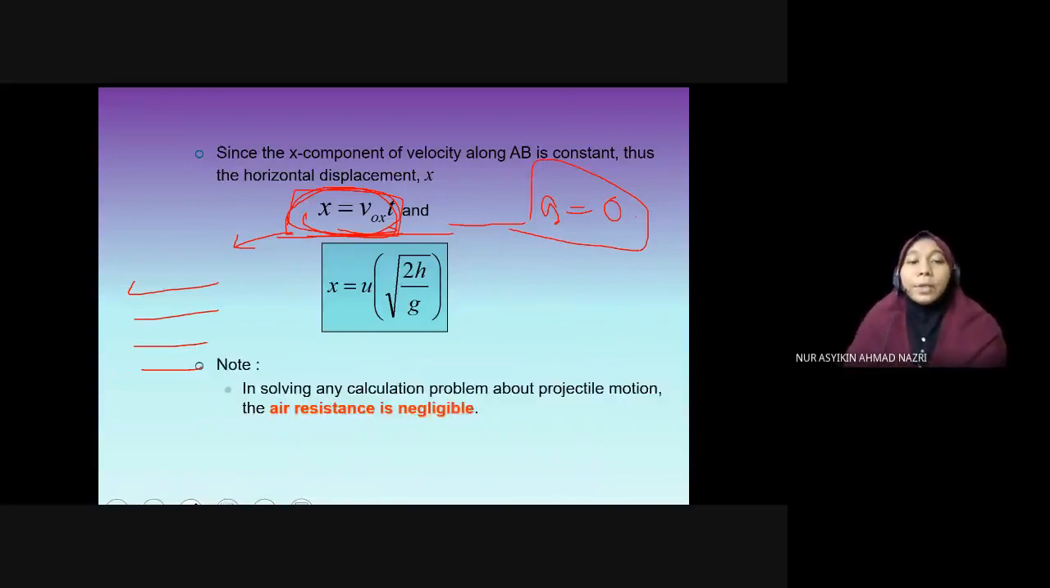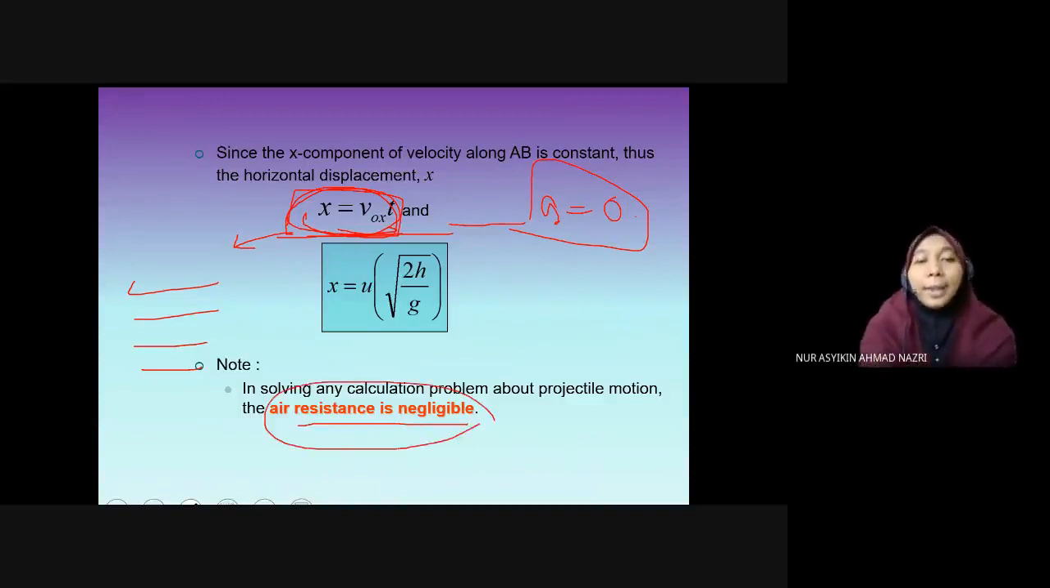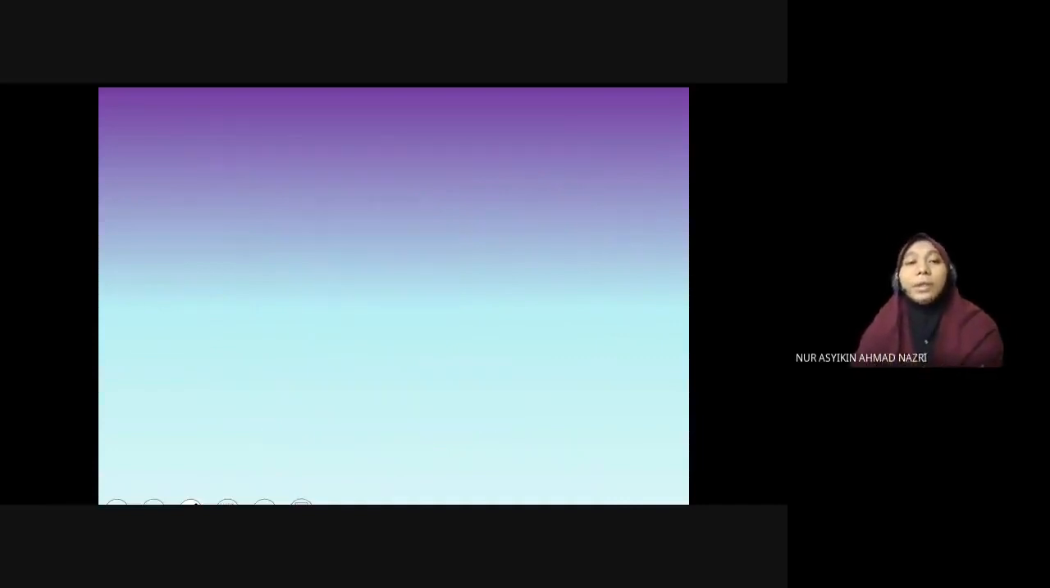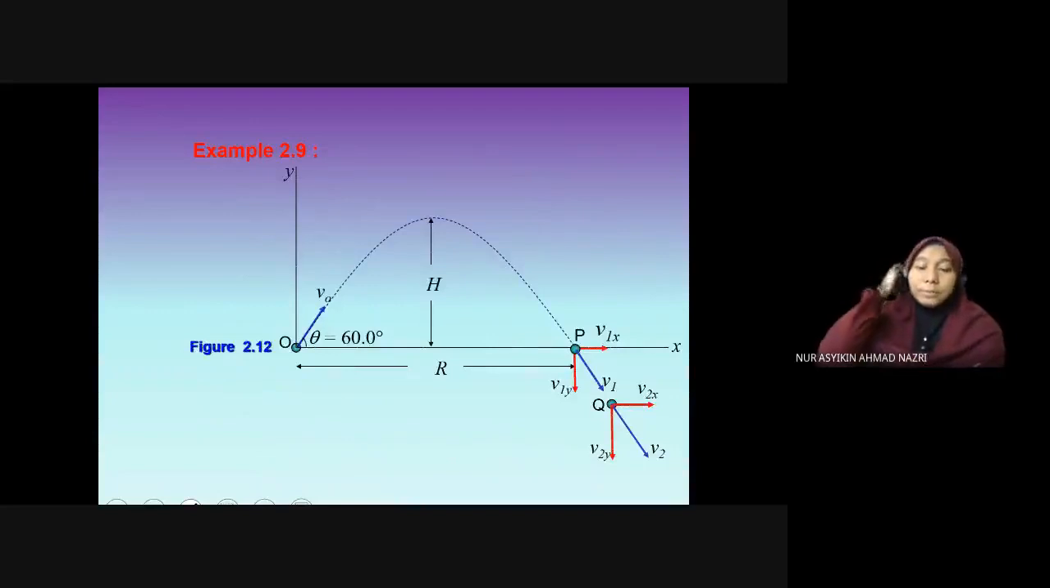Okay. Again, the things that we need to consider for case projectile motion is air resistance is negligible. Okay, then we can apply that equation because dia tak ganggu kita punya gravitational acceleration. So the gravitational acceleration will always be constant. Okay, so we can apply the projectile motion. If not, then cannot lah ya.